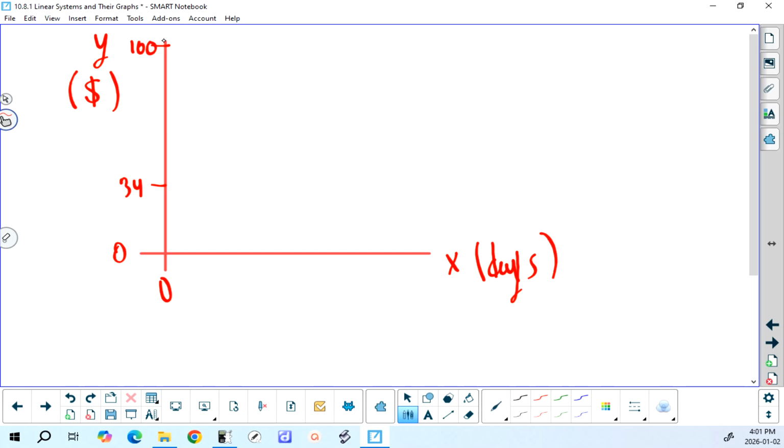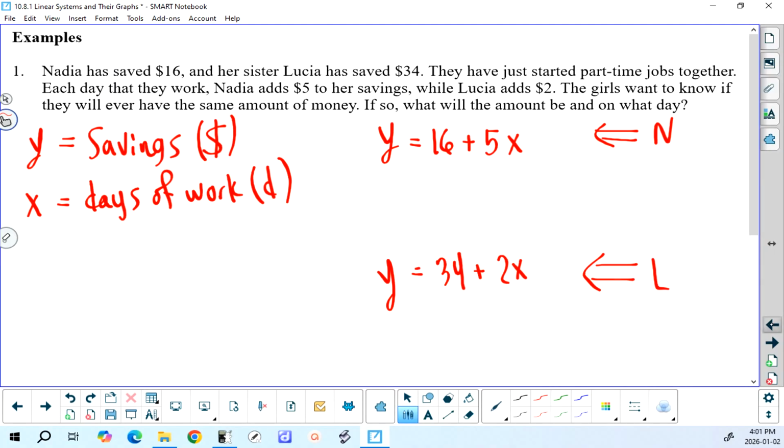What about the number of days? Well, we could use a little bit of common sense here. After 1 day, if I were to put the number 1 in here, Nadia's savings would be $21. And if I put the number 1 here, Lucia's would be 36. So it's clearly going to be more than one day. How many days do you want to try?